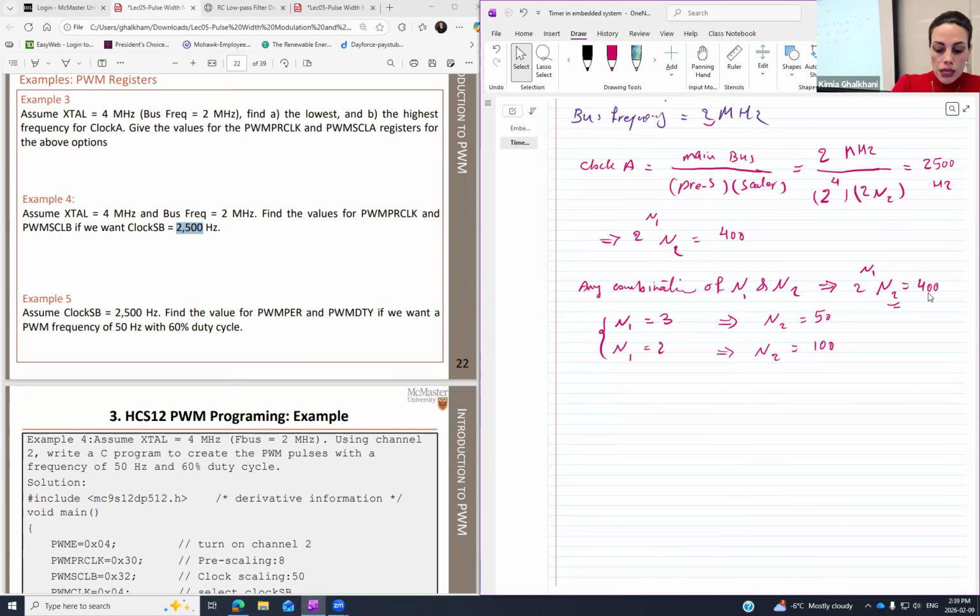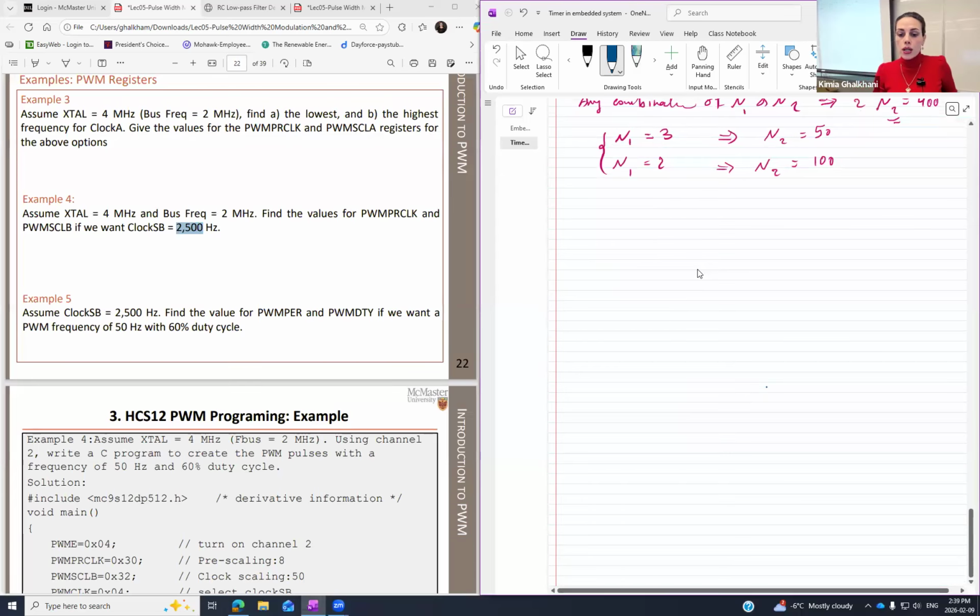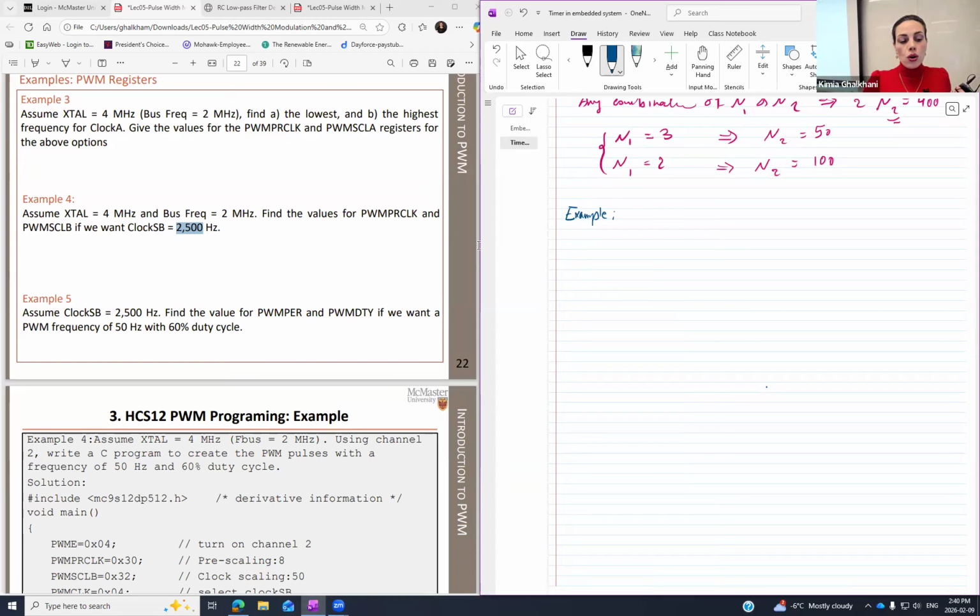Now let's look at another example to make it a little bit more understandable for you. Example 5. I'm going to practice one more example here. Example 4 is now looking at clock SB, right? It was 2,500 hertz. Now I need to find out the value for PWM period and the duty cycle if we want a PWM frequency to be 50 hertz with 60% duty cycle. How do we do that?